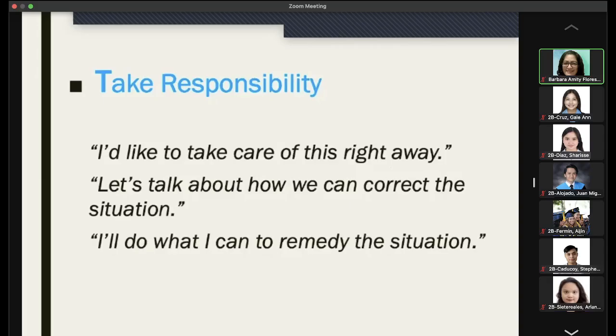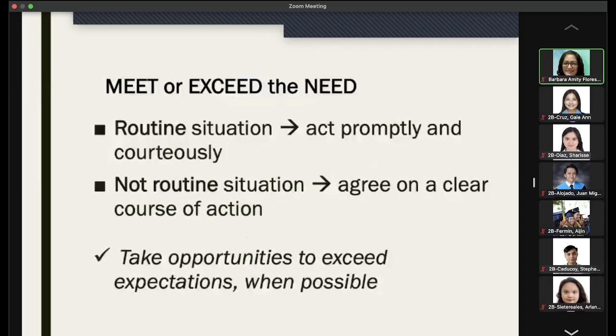Okay? So after apologizing or acknowledging, you take responsibility. You may give statements like, I'd like to take care of this right away, or let's talk about how we can correct the situation, or I'll do what I can to remedy the situation. In taking responsibility, you may choose to meet or exceed the need.